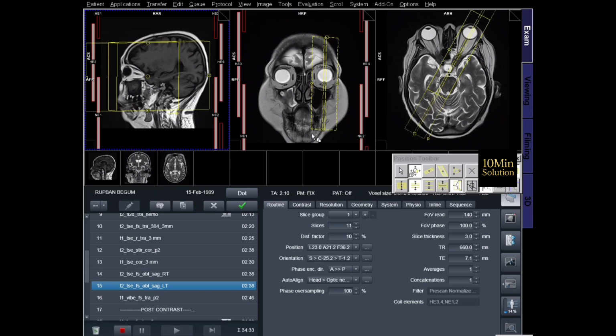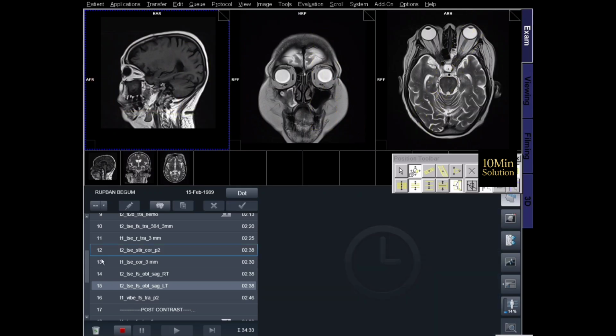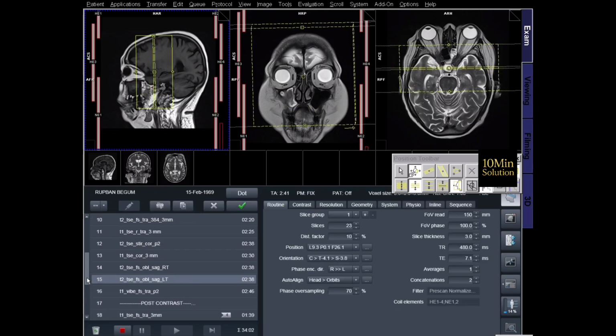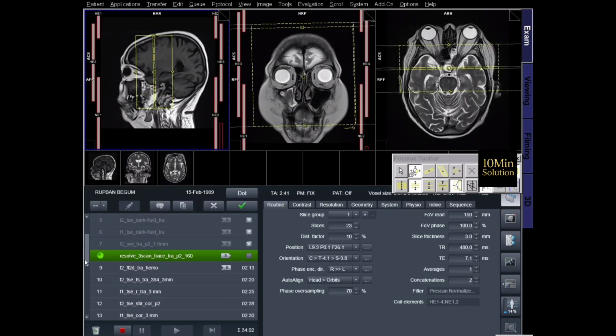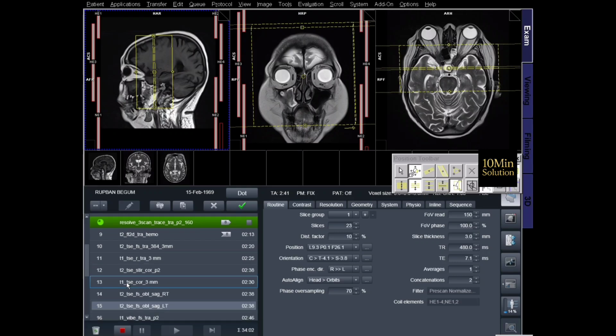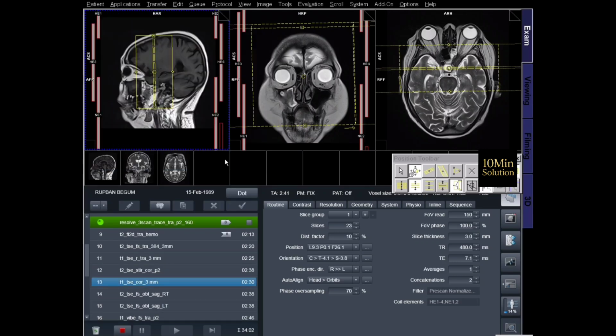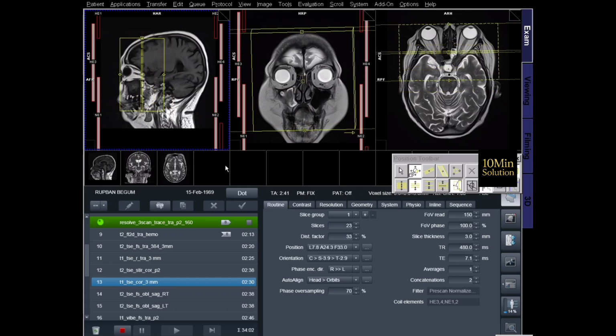Slice parameters. Because the orbit is a small anatomical region, high-resolution imaging is essential. Typical parameters include slice thickness of 2 to 3 millimeters, small field of view, high-resolution imaging matrix. Thin slices allow better visualization of small orbital structures and subtle lesions.